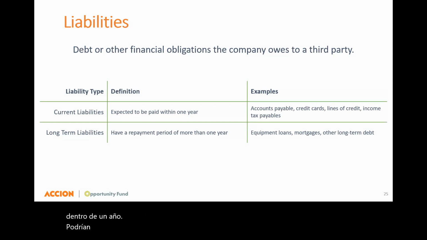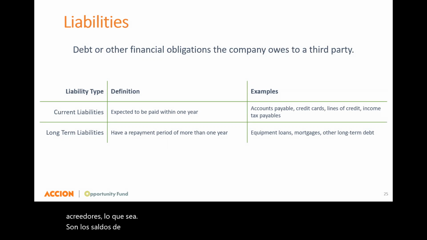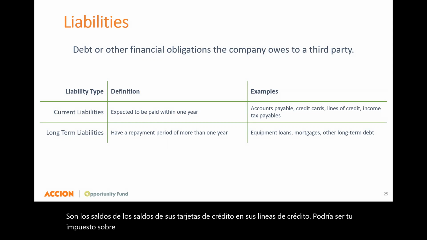For additional clarity, accounts payable is anything that your business owes money to, whether it's your suppliers, vendors, creditors, whatever that may be. It's the balances on your credit cards, balances on your lines of credit. It could be your income tax payables. So it's anything that you know that within a year I have to pay these things.